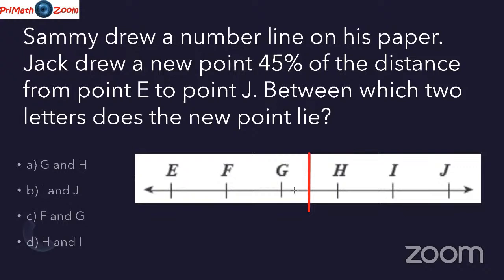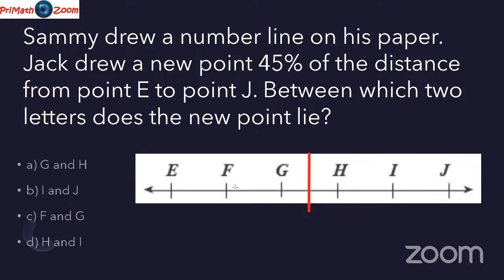Now let us look at these different spaces between these letters to see if we can come up with something a little more specific. Now, if you look from here, we can't just say, okay, so 45% is somewhere here. We don't know. So let us go ahead and think about this. So half of this, like from E to right where this red line is, represents 50%. And so does from the red line to J. Now, let us try to divide this 50% into 10 equal parts, like 10%.